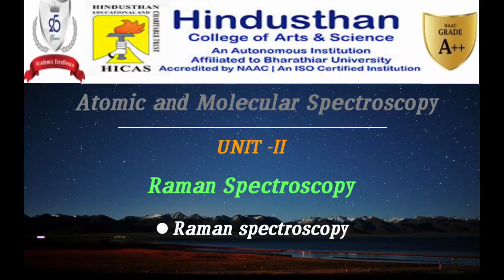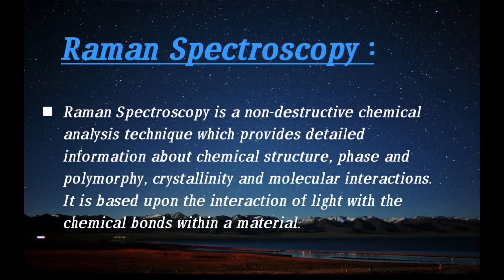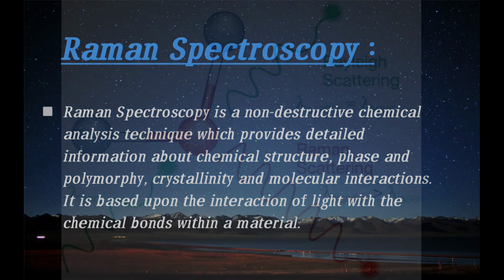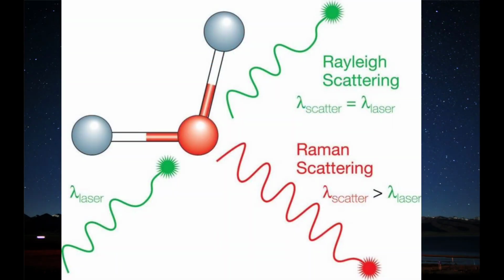Today we are going to see about atomic and molecular spectroscopy. Unit 2, Raman spectroscopy. Raman spectroscopy is a non-destructive chemical analysis technique which provides detailed information about chemical structure, phase and polymorphy, crystallinity and molecular interactions. It is based upon the interaction of light with chemical bonds within a material. The diagram shows Rayleigh scattering and Raman scattering.